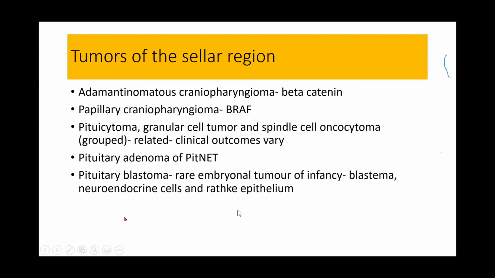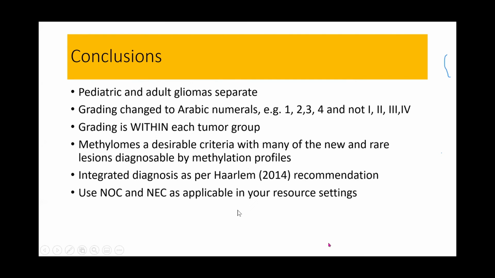But a new entity of pituitary blastoma has been added to differentiate it from other embryonal tumors that can mimic it. So this is a rare tumor in the pituitary, which is seen in infancy. It consists of blastemal cells, neuroendocrine cells, and vascular. In the craniopharyngioma, like I had said, adamantinomatous and papillary, which were earlier called parents, are now different types based on their molecular profile, which define their treatment and behavior.